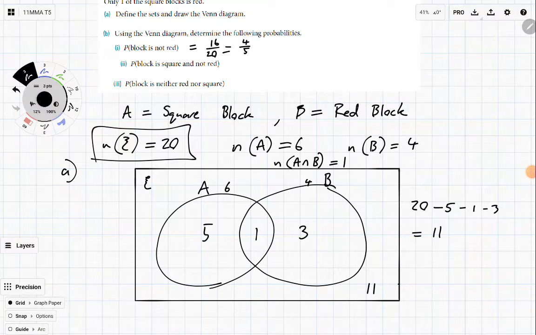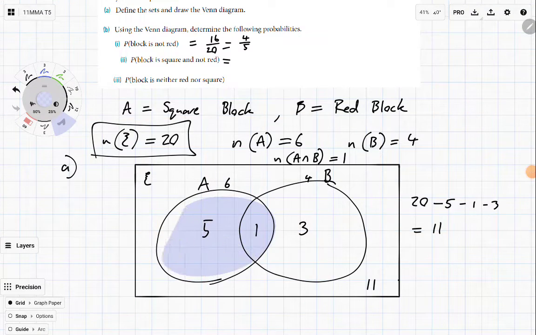Second one, probability the block is square and not red. Well, square would mean that it's in this one. Not red would mean that it'd have to be outside of this little section here, which only leaves us, since both have got to be true, the only part we're looking at is the overlap part. That is just going to be 5 out of 20, or a quarter.